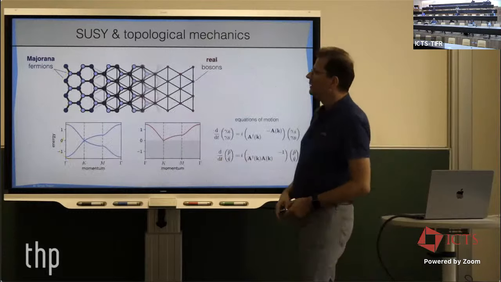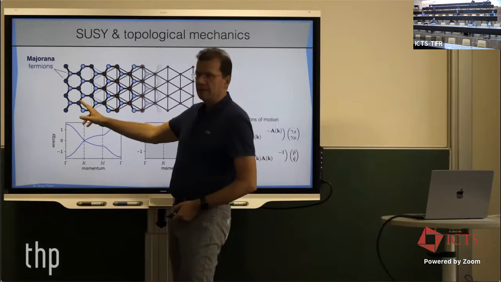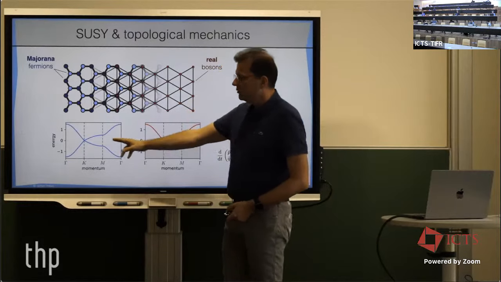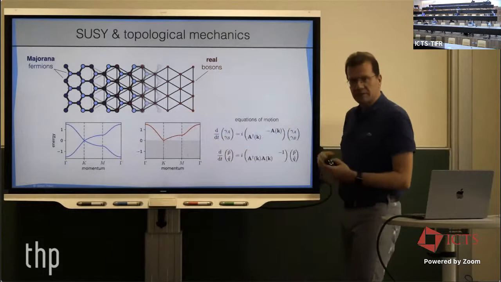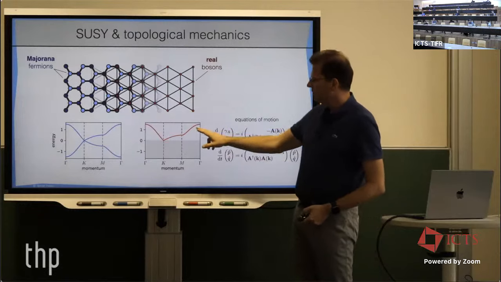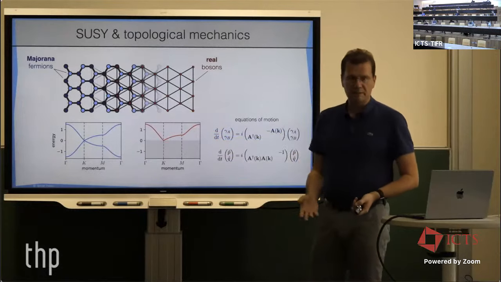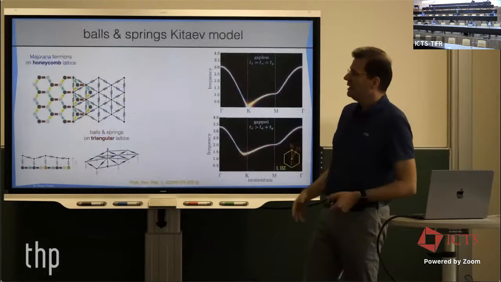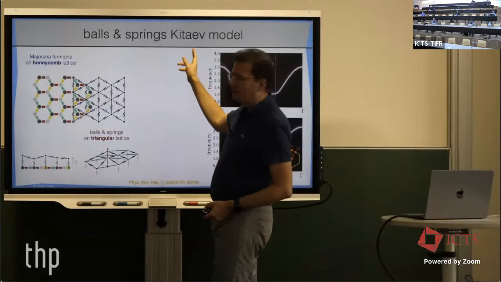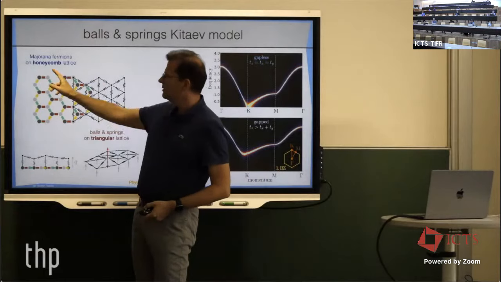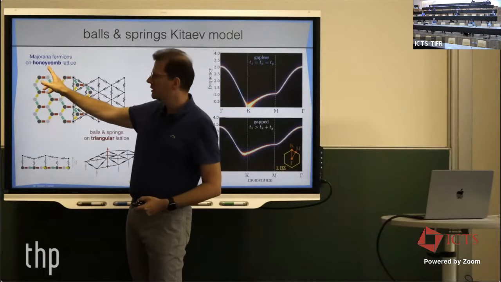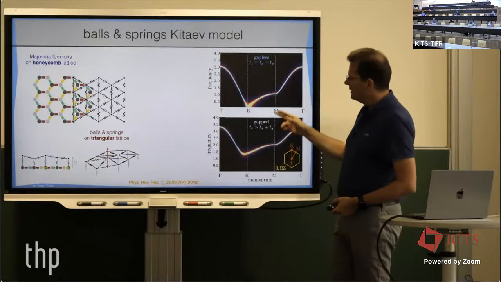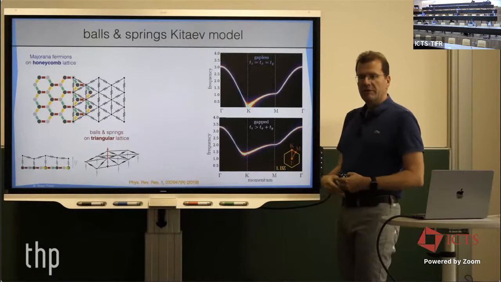Here's an example. Majorana fermions on the honeycomb lattice are connected to real bosons on the triangular lattice. They're isospectral, so here I actually have to look at the equations of motion for these classical mechanical systems to make this identification. What this tells me is that I can connect the honeycomb Kitaev model, which has a spin liquid that I can describe in terms of Majorana fermions on the honeycomb lattice, via a triangular balls and spring model that will have exactly the same type of spectra.